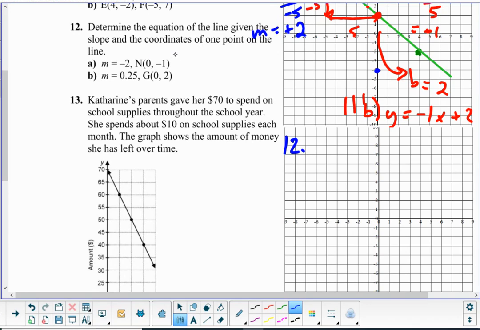So what you want to do is start with the point. All right, so for that one, we're going to use blue. We start out at 0, negative 1, and we're going to use a slope of negative 2. So down 2 over 1, down 2 over 1, down 2 over 1. You can also go up 2 and then left 1, and that would work for you also.